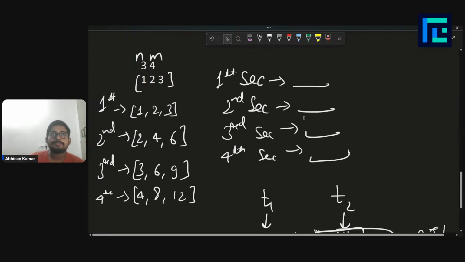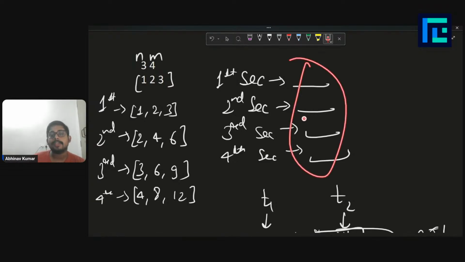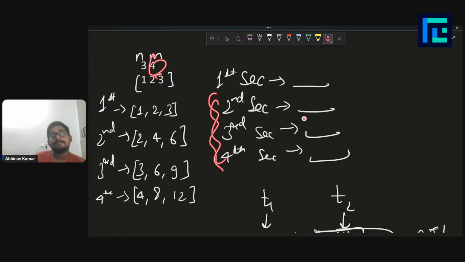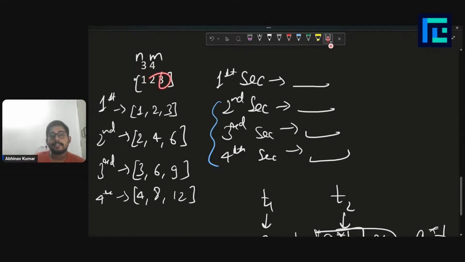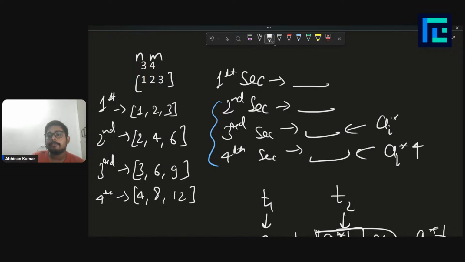How do you most optimally maximize your total number of cakes? You would collect in the last n seconds only. You have m seconds, but you would collect only in the last n seconds. Which oven is more beneficial to go to? In these 3 seconds, once you would go to oven number 3, once to oven number 2, once to oven number 1. But what order should you follow in order to maximize? In the fourth second, the number of cakes present at any particular oven would be ai into 4. At this point it would be ai into 3, and at this point ai into 2.